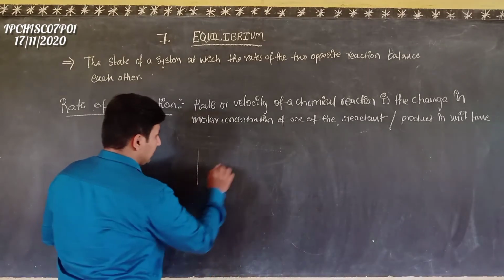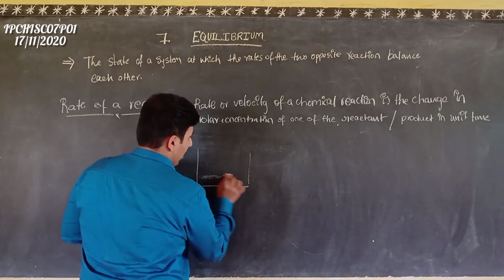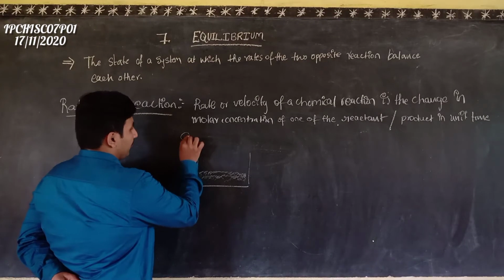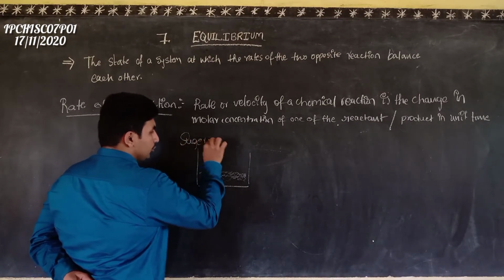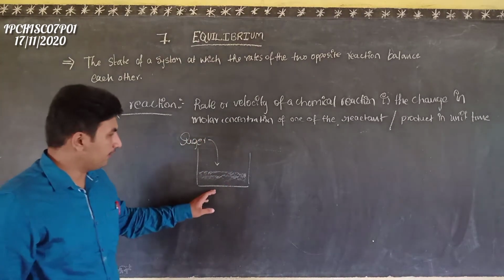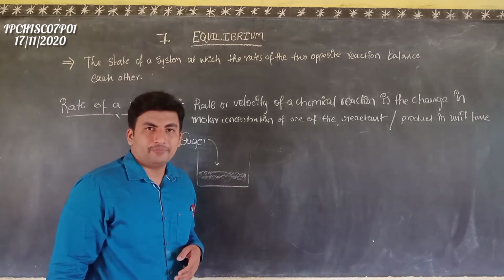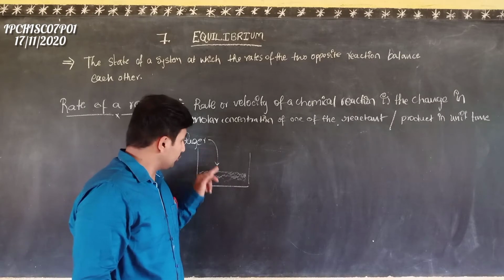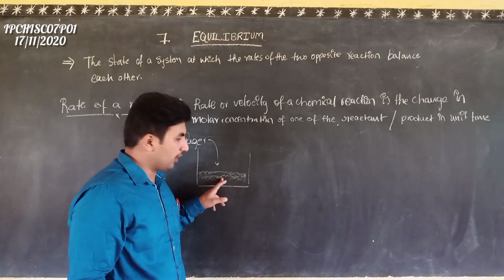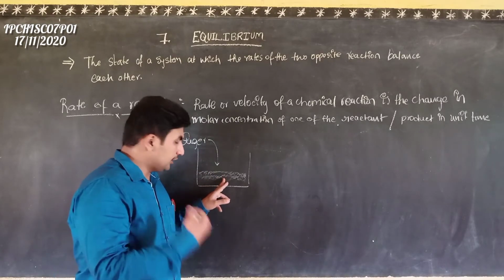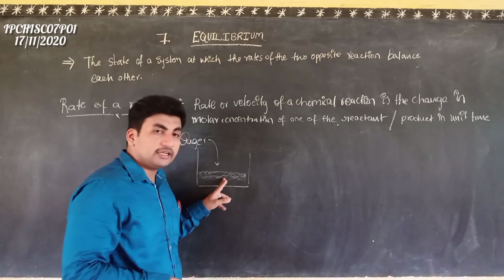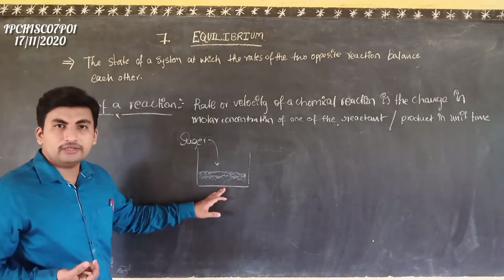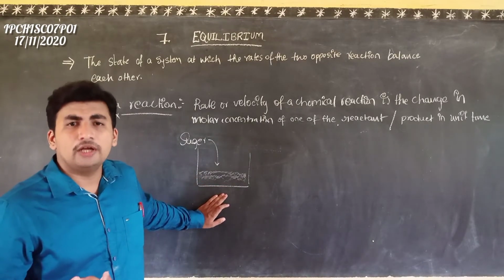Suppose I take water in a beaker, I add sugar into the water and dissolve. The sugar solute is dissolved in the water. The process of dissolving in the water is called dissolution.